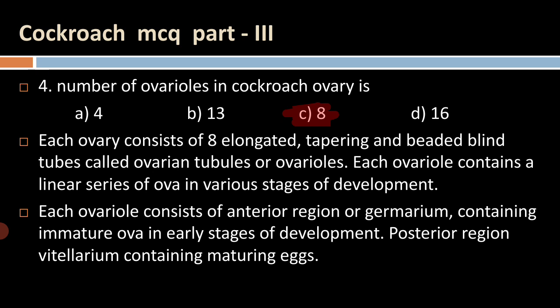Each of these contains a linear series of ova in various stages of development. Each ovule consists of an anterior region, also called germarium, which contains immature ova in early stages of development, and a posterior region called vitellarium, containing maturing eggs. So there are 8 ovules in case of female cockroach.